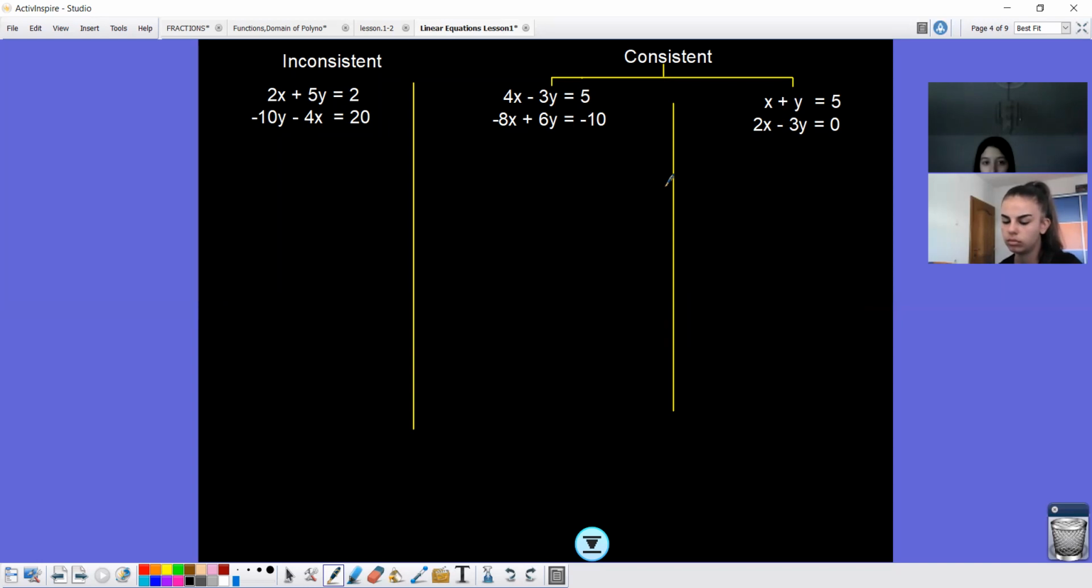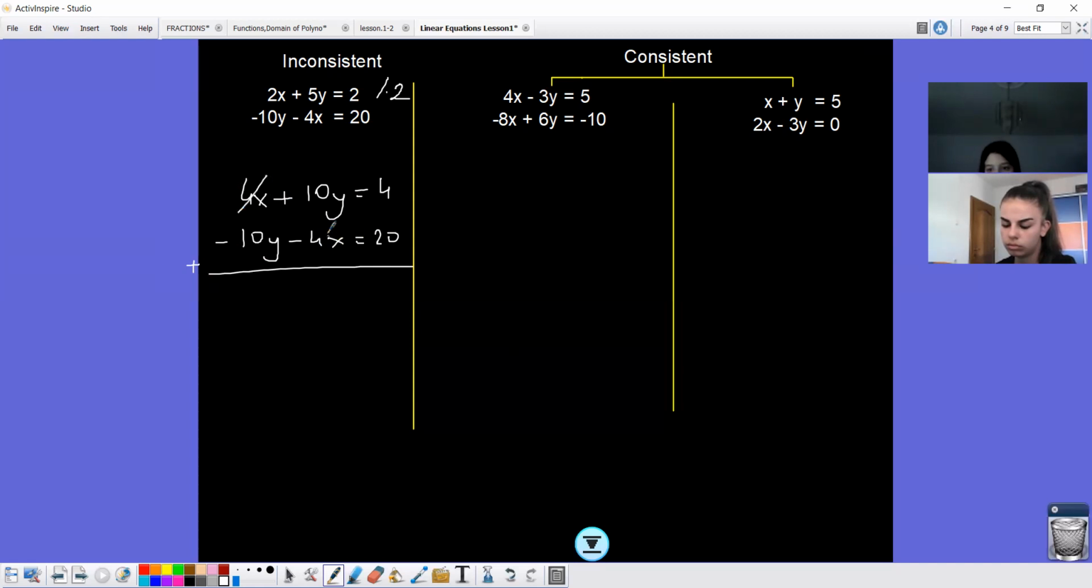Teacher, for example, to multiply the first equation by 2. Yes. And then to cancel plus 4x and minus 4x. Then I am multiplying the first equation, it becomes 4x plus 10y is equal to 4. And the second equation is the same, minus 10y minus 4x is equal to 20. When we add these two equations, what will we get? Look, plus 4x minus 4x, these two will cancel each other. But also the y's will be cancelled.